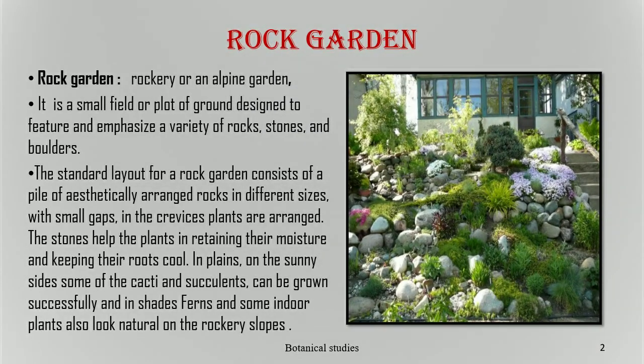In this video, we will discuss the rock garden as a part of the outdoor garden. A rock garden is also known as a rockery or an alpine garden. It is a small field or a plot of ground designed to feature and emphasize a variety of rocks and stones. The standard layout for a rock garden consists of piles of aesthetically arranged rocks in different sizes with small gaps. In the crevices, the plants are arranged.